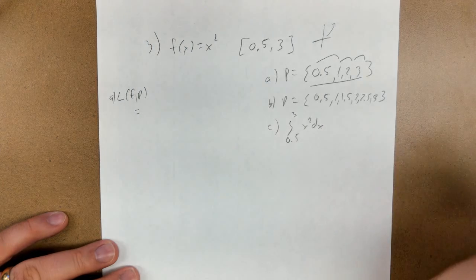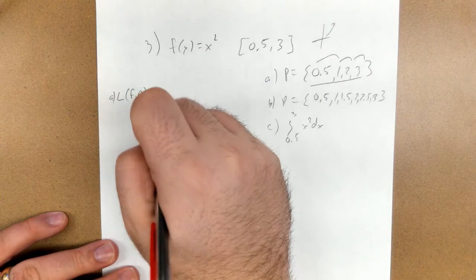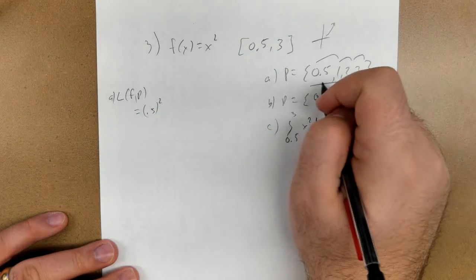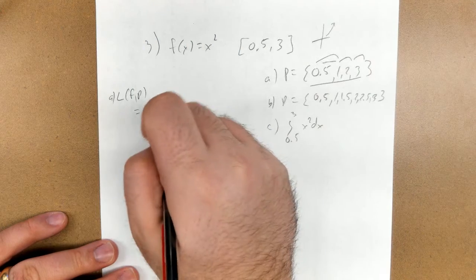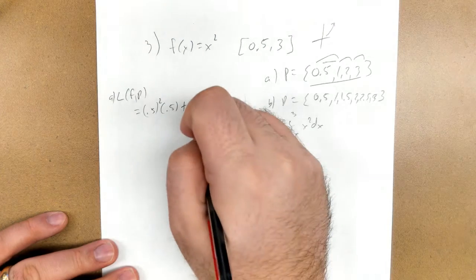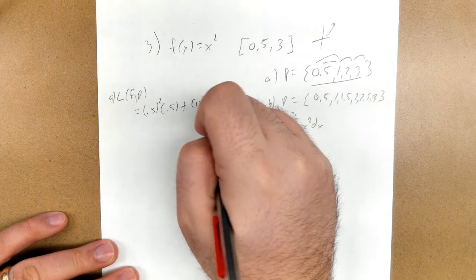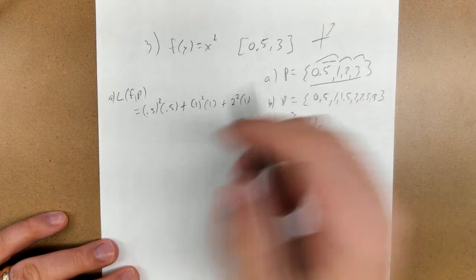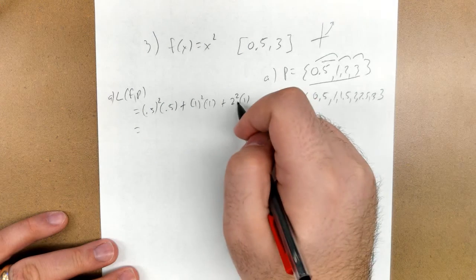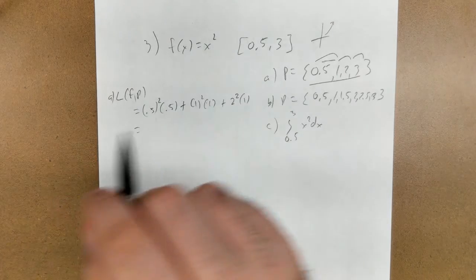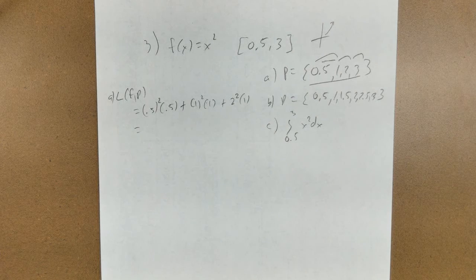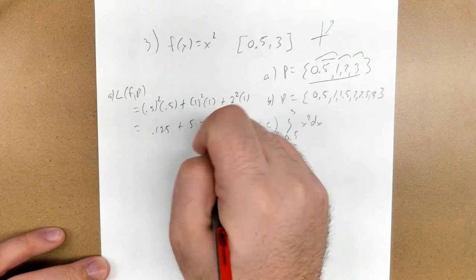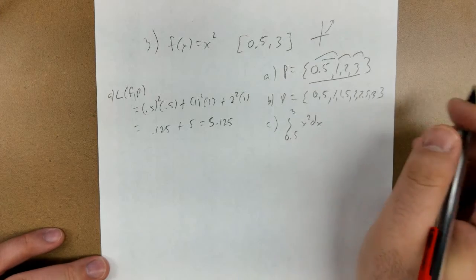Okay, so I want to take 0.5 squared, that's the y value, I plug in x, so it's this left side. And then the width of that first chunk right here is 0.5. And then I want to take 1 squared, and the chunk from 1 to 2 has width 1. And then I want to take 2 squared, and the width from 2 to 3 is 1. So we get 4, 5, and then 0.5 cubed is 0.125. So 5.125 is my lower sum.